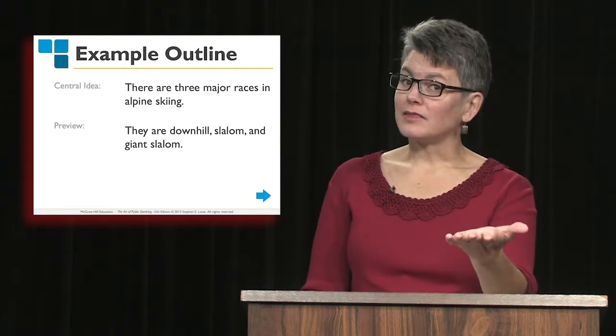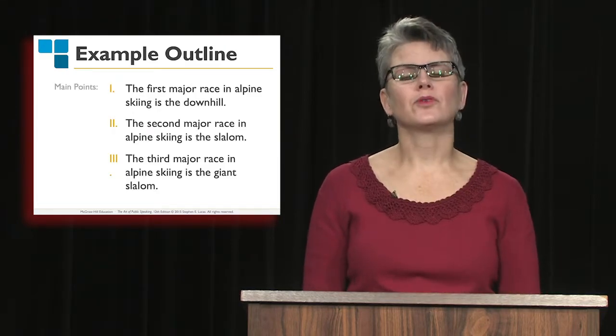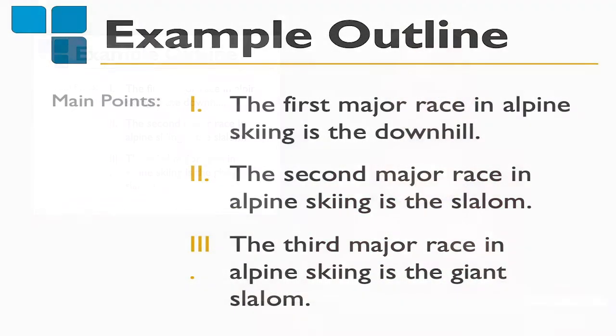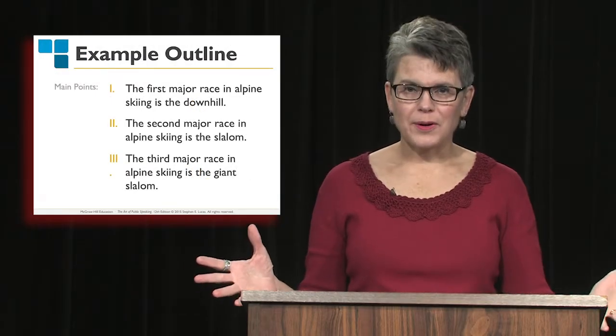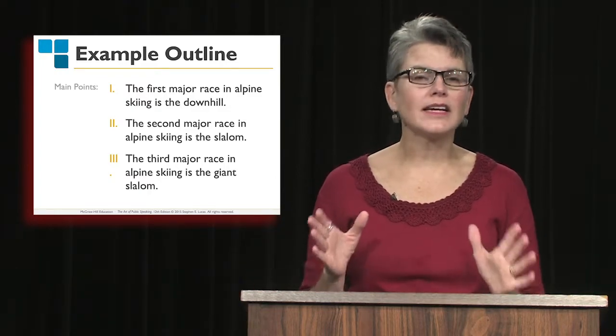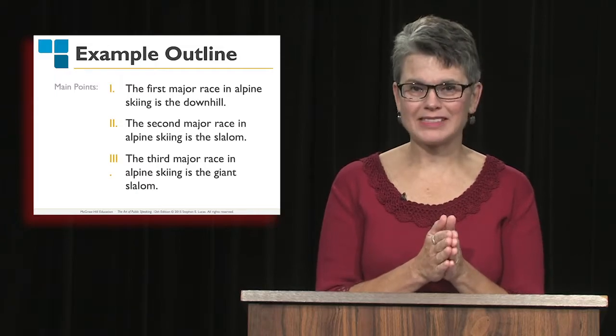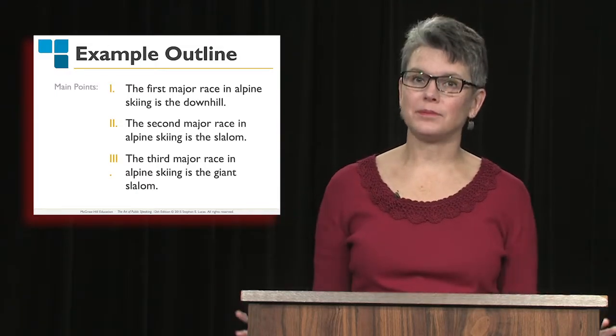So now that I've got my main ideas, downhill, slalom, and giant slalom, I can definitely work right into my main points. The first major race in alpine skiing is the downhill. The second major race is the slalom. The third major race is the giant slalom. Wow, I have the skeletal outline already started. And all I did was I started with a really strong and stable thesis statement. And the rest just sort of fell into place.